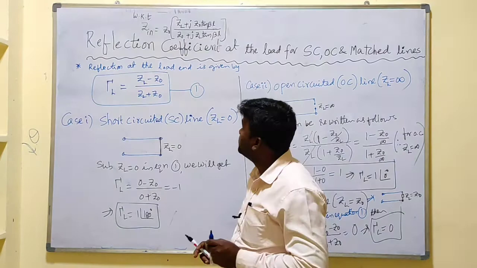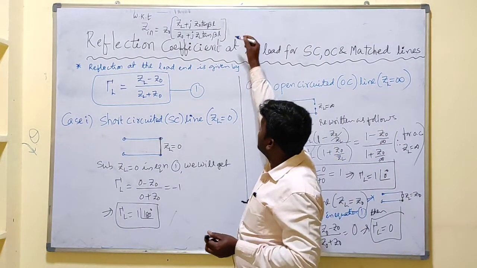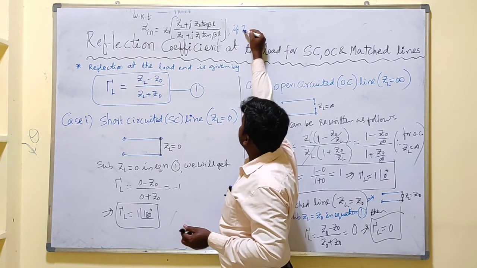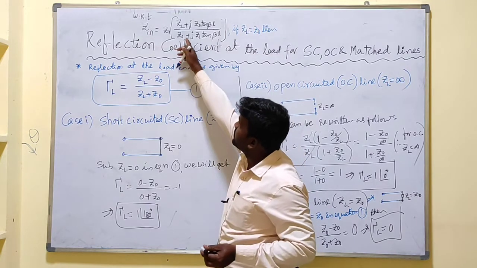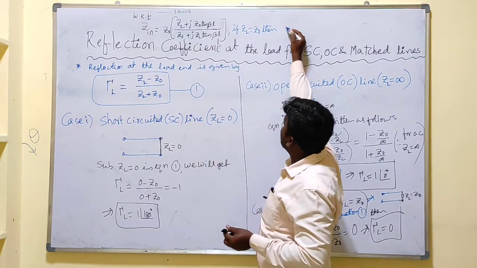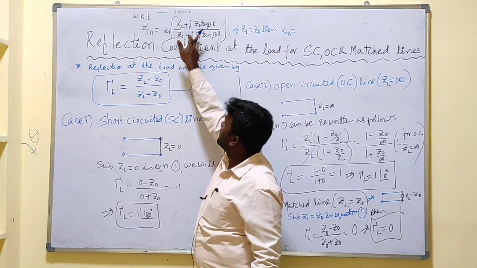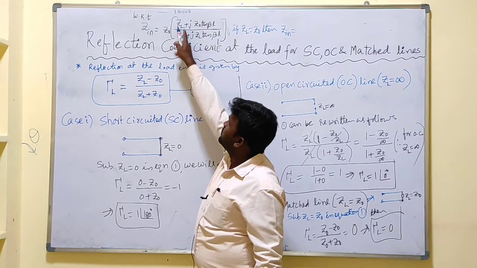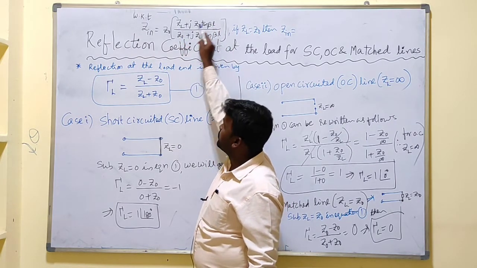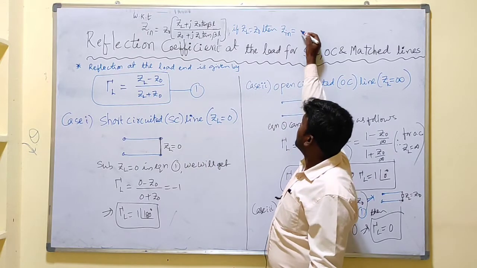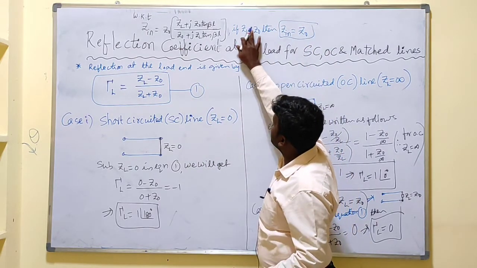Okay. Now, if I substitute ZL as Z naught, if ZL equal to Z naught, then ZIN, substitute ZL equal to Z naught in this one, we will get what? ZIN equal to what? Here ZL is Z naught, here also ZL is Z naught, means Z naught plus J Z naught tan beta L. Z naught plus J Z naught tan beta L means numerator and denominator cancelled out. We got ZIN as what? Z naught.